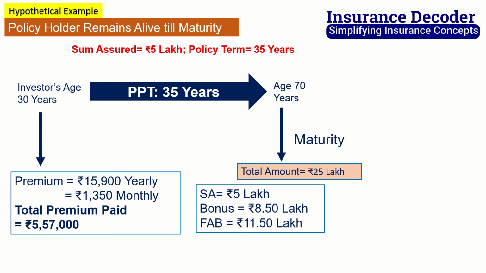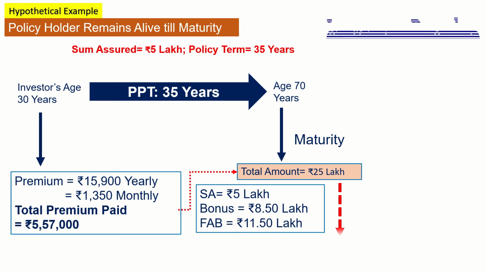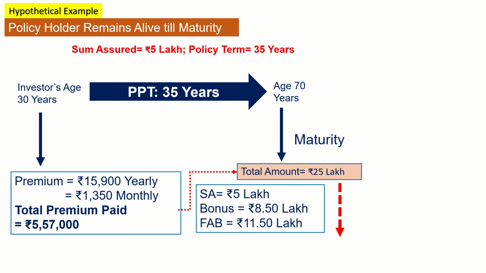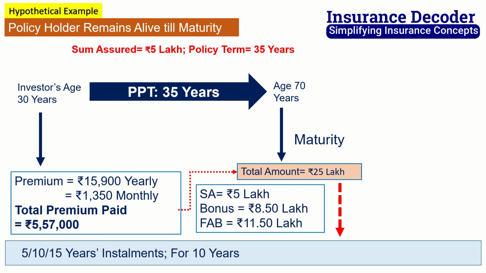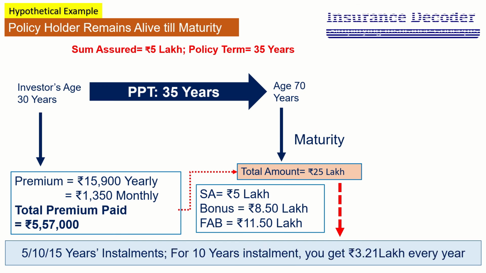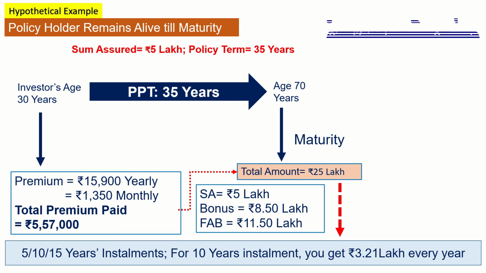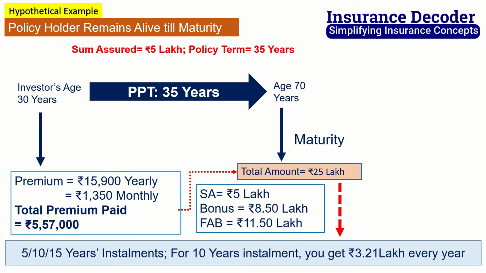That means in simple words we can say that the investor has paid 5,57,000 and he is getting 25 lakh after 70 years. The policy will not end here. Before that, if you want to take this 25 lakh in installments, you can take it in installments of 5 years, 10 years and 15 years. So if you have opted for 10 years installments, you will be getting 3.21 lakh every year for the next 10 years. That means effectively you will be getting 32 lakh 10,000 rupees in the next 10 years. That means LIC is paying you interest if you are opting for the payout in installments.